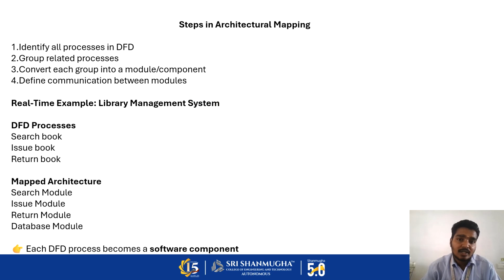Next, the steps in architecture mapping. First identify all processes in the DFD. Next group related processes. Then convert each group into a module or component. Then define communication between the modules. An example is the library management system, with the processes search book, issue book, and return book. What is mapped in the database? The search module, issue module, return module, and database module are also included in the library management system. So each DFD process becomes a software component.